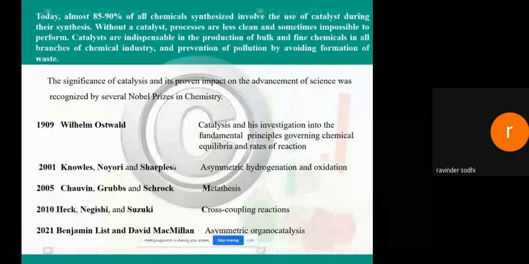Catalysts are indispensable in the production of bulk and fine chemicals and in the prevention of pollution by avoiding the formation of waste. The significance of catalysis and its proven impact on science has been recognized by several Nobel Prizes in chemistry. In 1909, for catalysis and fundamental principles governing chemical equilibrium and the rate of reaction. In 2001, for asymmetric hydrogenation and oxidation. In 2005, for metathesis. In 2010, for cross-coupling reactions. And in 2021, for asymmetric organocatalysis.